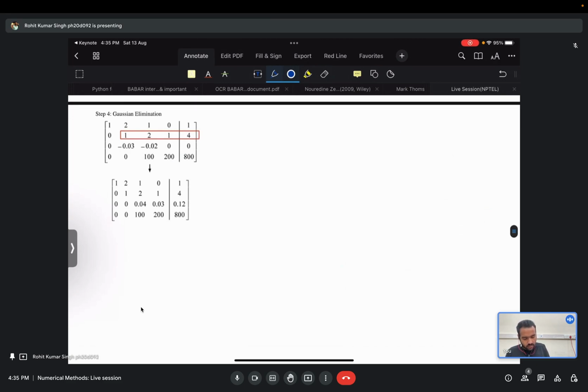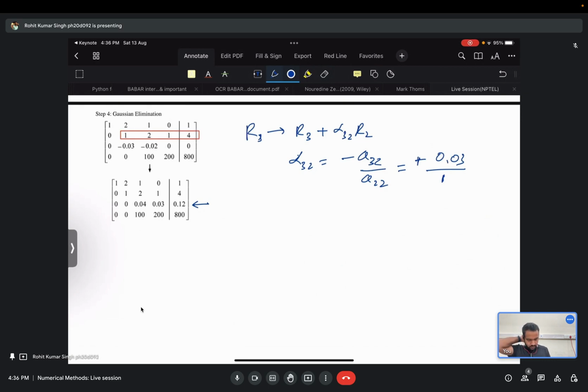Here how we do the Gaussian elimination, we have this between R3 and R2, right? So R3 goes to R3 plus alpha 32 R2, okay? And so here alpha 32 will be minus A32 by A22, and minus A32 is just 0.03, so it will be plus, and A22 is just 1. Okay. Now with this operation, the third row will be converted like this, right? All the elements will be positive, and we'll get a 0 here.